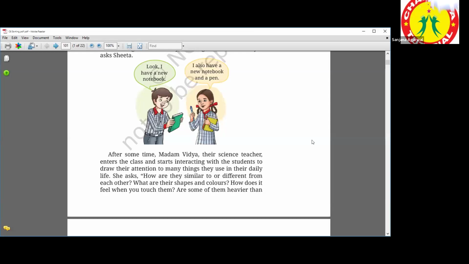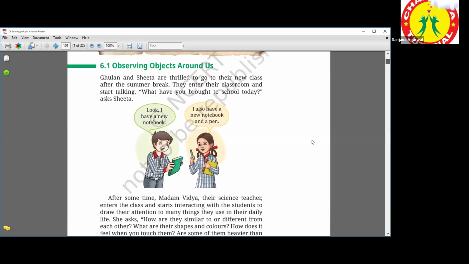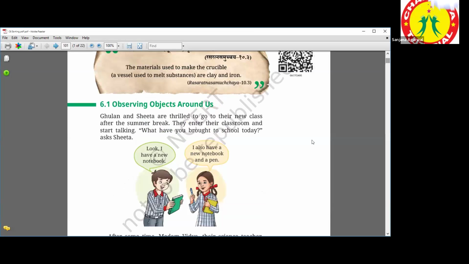So let's begin from the beginning of the NCERT. Observing objects around us. Take a pen and paper in your hand, okay? And you also have to observe the objects around you yourself. So please look into your surrounding and write the names of any 5 objects quickly. Any 5 objects that you can see in your surrounding.